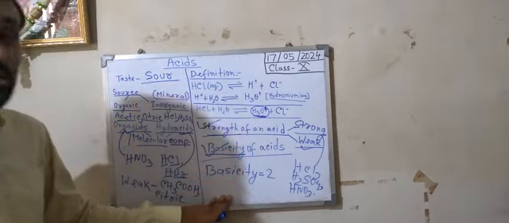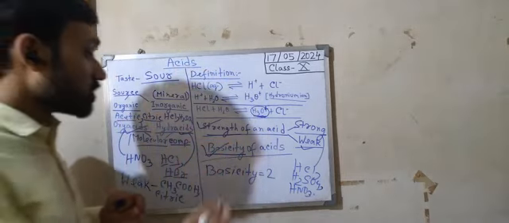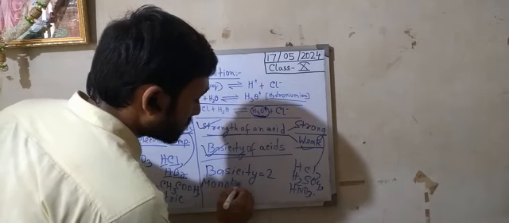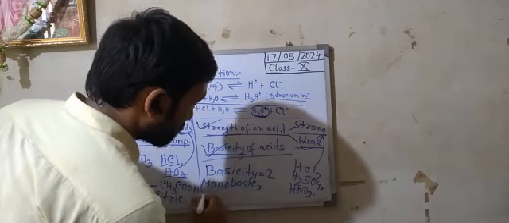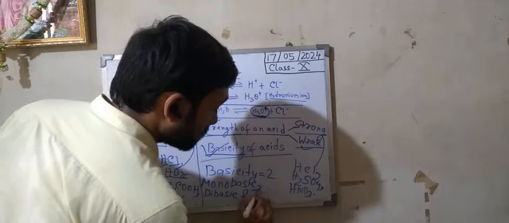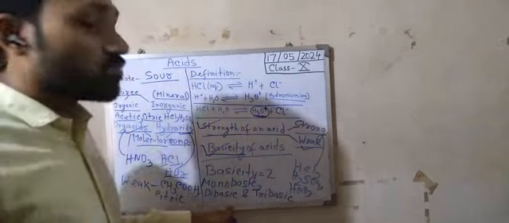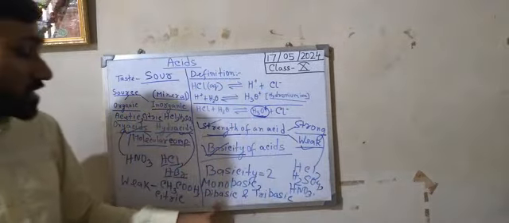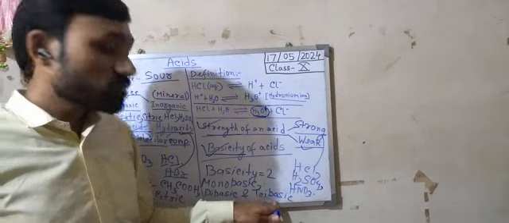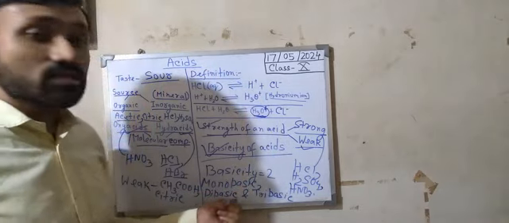Now based on basicity, there are three types of acid: monobasic, dibasic and tribasic. Examples: monobasic acid is HCl, dibasic is H2SO4 and tribasic is H3PO4, that is phosphoric acid. Monobasic is hydrochloric acid and dibasic is sulfuric acid.